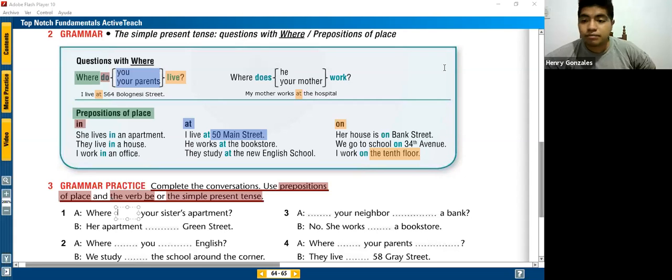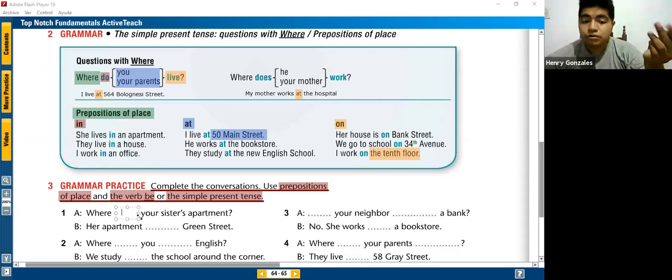So you're 3. No, incluso son 3 nada más, ustedes, así que podemos hacerlo de esa manera, okay? So let's start, students, with number one. Number one, where your sister's apartment? Her apartment, Green Street. Okay, nice.